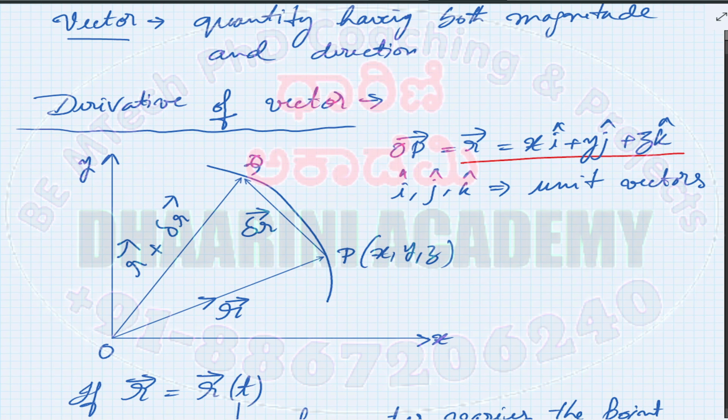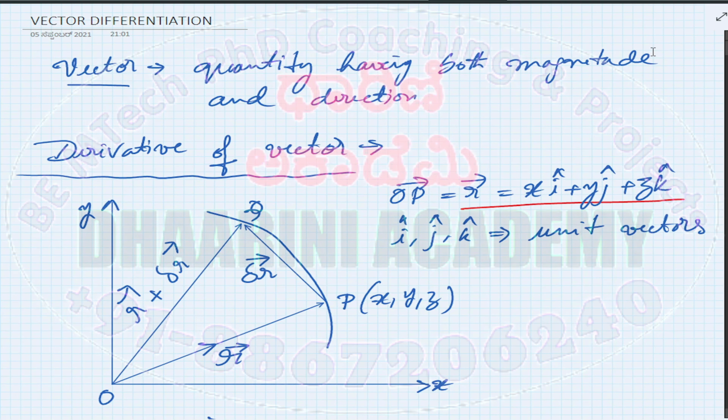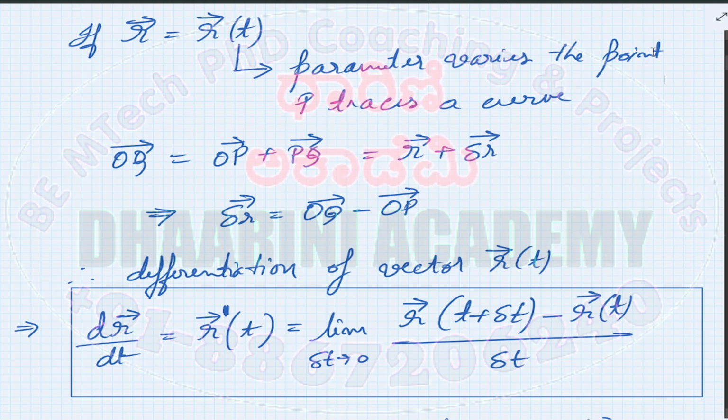So that means I can go from one point to another point through a curve using vector addition. OP vector is equal to R vector, with x comma y comma z as the coordinates. Using the vector notation I can write it as x into i cap plus y into j cap plus z into k cap, where i, j, k are the unit vectors. That's the standard thing. Now let us consider what if these x, y, z are functions of another variable, say t.